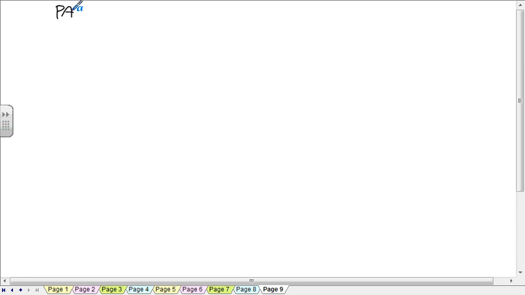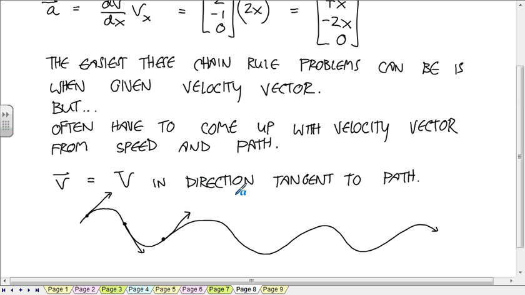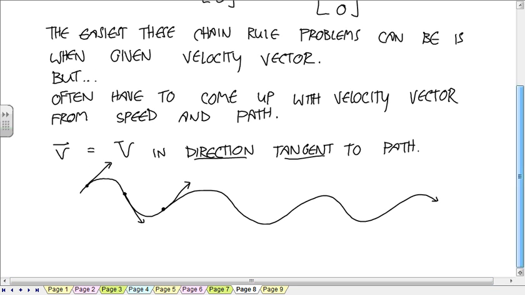So what kind of mathematical object represents a direction if we're trying to figure out a vector? When we break up a vector into its magnitude and its direction, the magnitude is a scalar. What represents the direction? The unit vector, right? So for these, we need to find a unit vector tangent to the path.